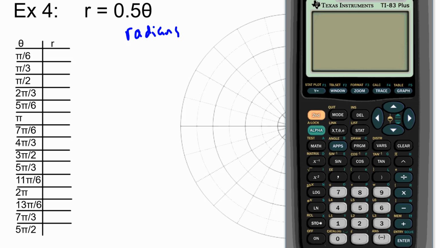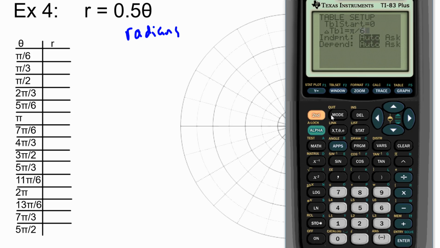So let me grab my calculator here. I'll turn it back on. We'll go to y equals, and it's 0.5 times theta is the equation here. So then when I go to table set, I don't want it to go up by 15 because we're not dealing with degrees any longer. I want it to go up by pi over 6 here. So I'm going to say pi divided by 6.